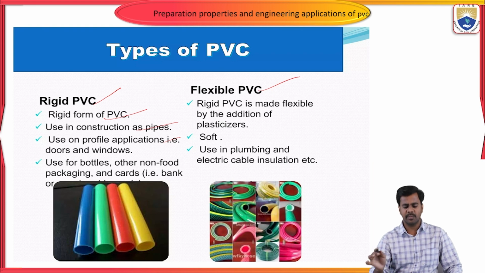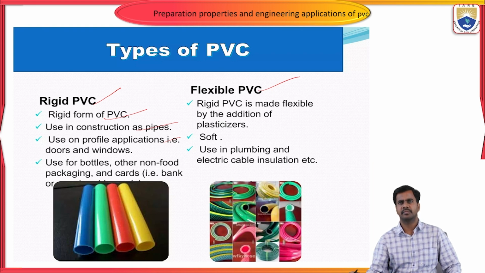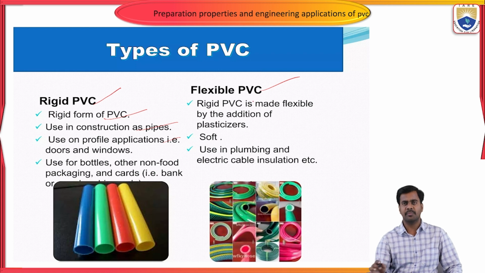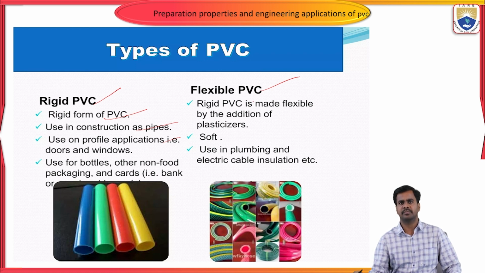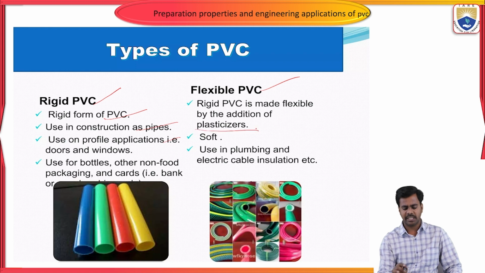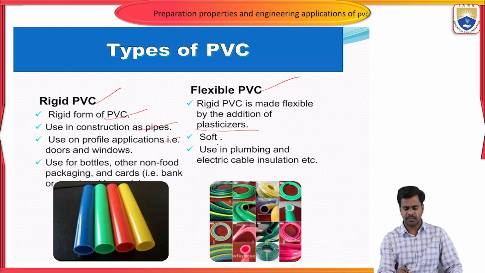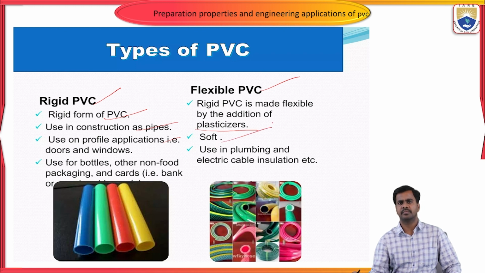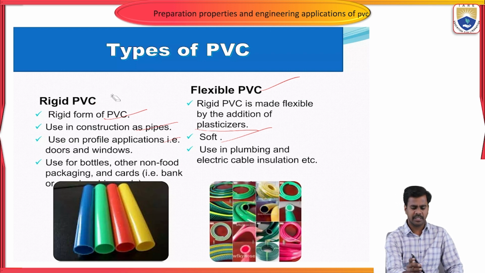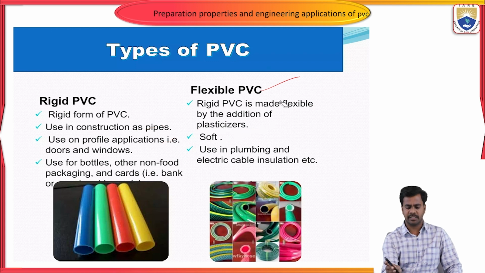Next, coming to flexible PVC. It is more flexible than rigid PVC by the addition of plasticizers. Flexible PVC is very soft and usually it is used in plumbing and electrical cable insulation, etc. So these are the key differences between rigid PVC and flexible PVC.